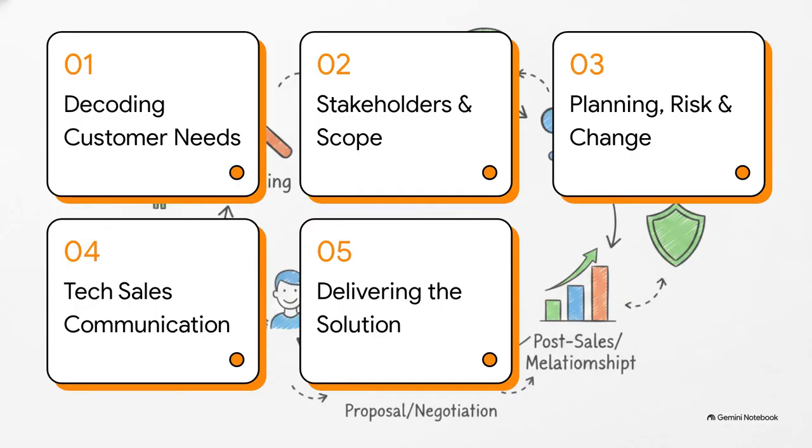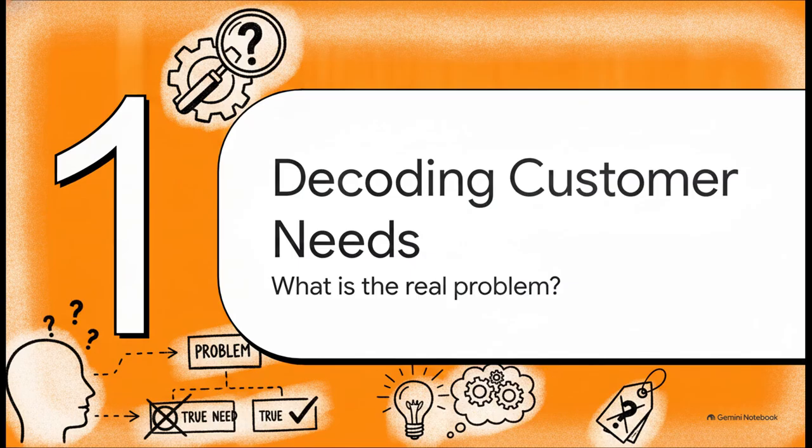To get us there, we're going to follow a chronological sales journey. We'll decode true customer needs, figure out how to manage stakeholders and scope, tackle planning and risk, master tech sales communication, and finally, deliver the final solution. Let's jump in. Starting off with Section 1, Decoding True Customer Needs.